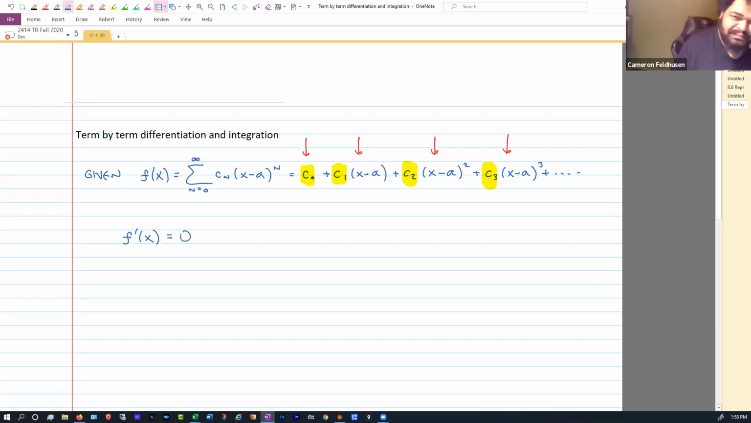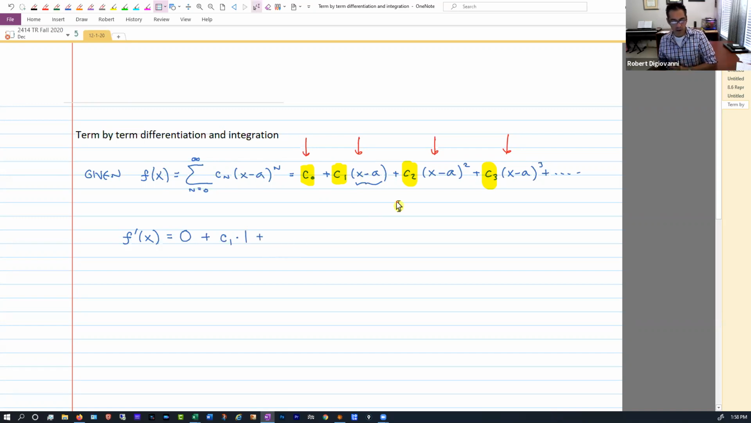Zero. Okay. Plus, okay, C sub 1 is a constant, isn't it? It's a constant, and so I'll just bring it along for the ride. Times, now what's the derivative of x minus a? Well, the derivative of x is 1. The derivative of a is 0. So this is just 1, right? When we take the derivative, it's just 1.